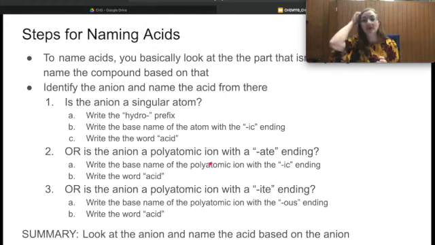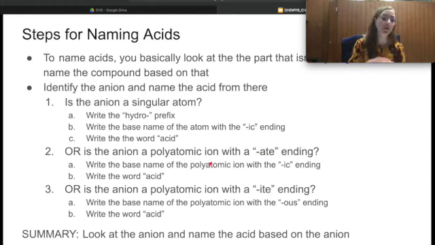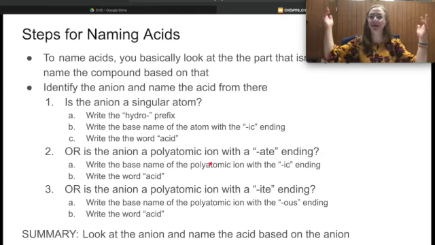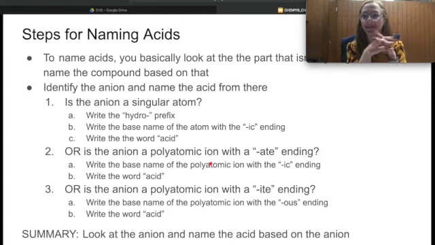So this might be sulfuric acid, carbonic acid, nitric acid, for example. I was trying to think of all the polyatomic ions that end in ate. So those are some examples of those there. So that would be like nitrate, sulfate, carbonate, chlorate, those kinds of things.